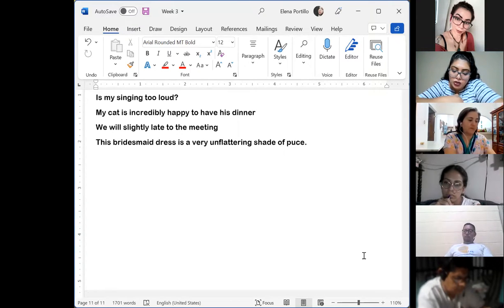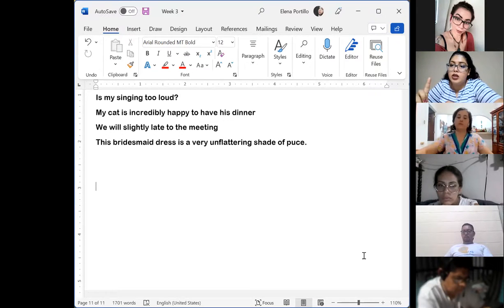In this case, we use the sequence adverbs first, next, then, and finally. Utilizamos los adverbios de secuencia. First, primero, next, siguiente, then, entonces, and finally. To describe the order in which two or more actions happen. And we have an example just to finish the session.